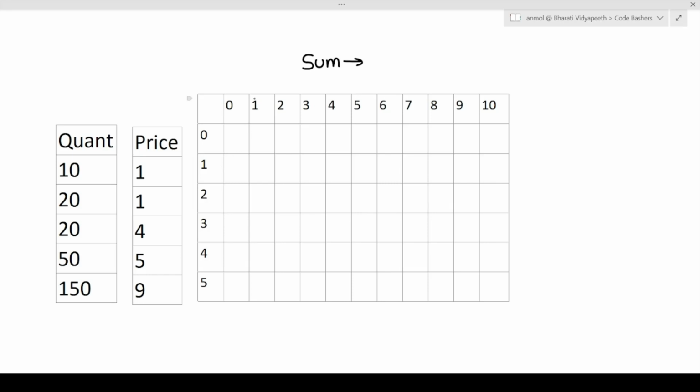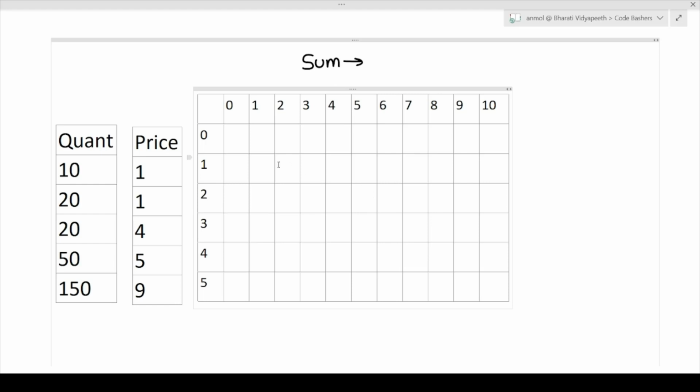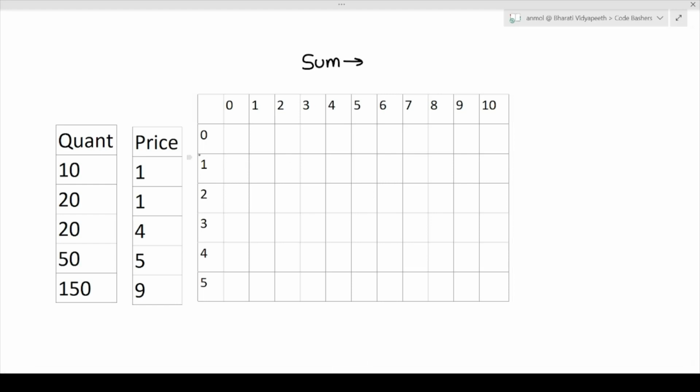Now we will fill things row by row. This table will be filled row by row: first this row, then this row, then this row, and finally this row, and the value at this place will give us the answer. So now let's suppose we are filling the first row.